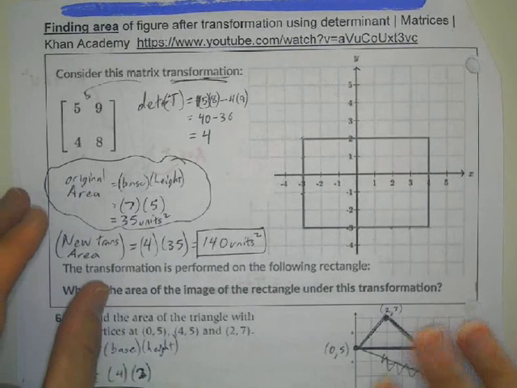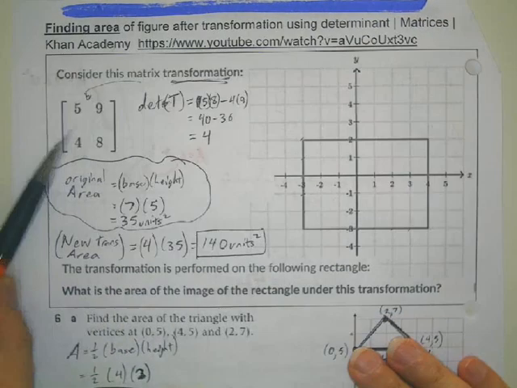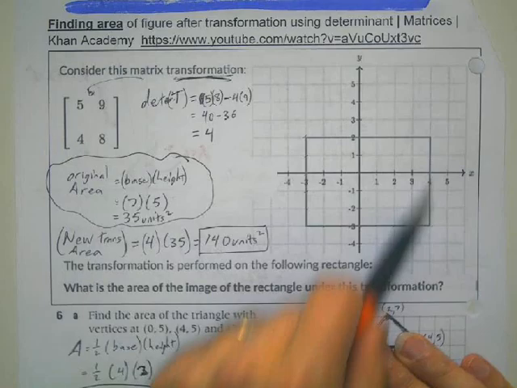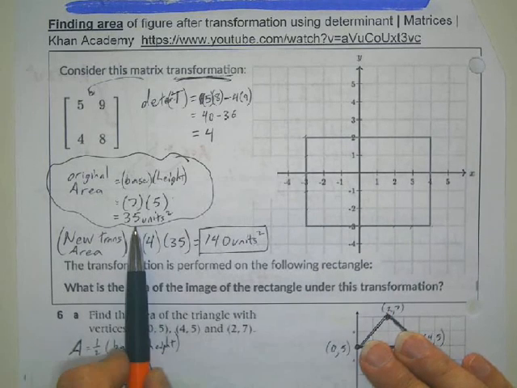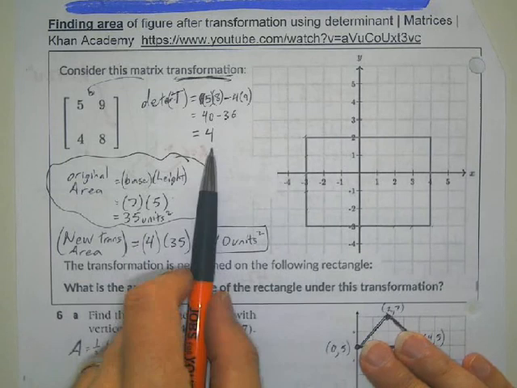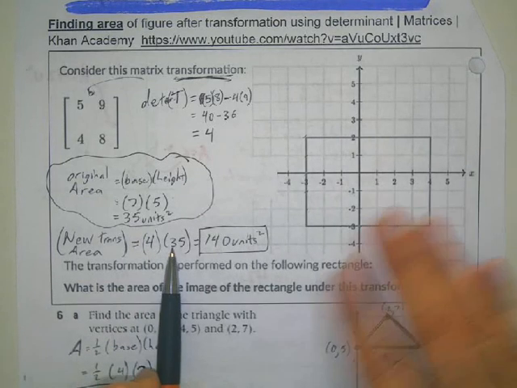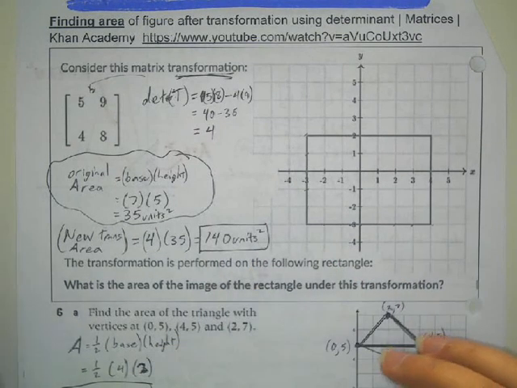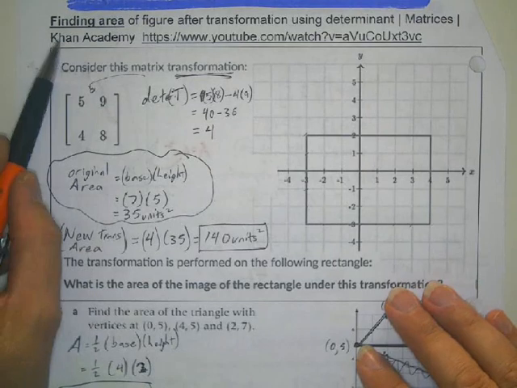Okay, now this one here is explained in Khan Academy, but I'll make this brief. If we take the determinant of this matrix, we end up with 4. The area of this original rectangle is 7 by 5, which gets me 35 units. So if we multiply our determinant times the original area, the new area of our bigger shape is going to be 140 units. You can watch the Khan Academy video if you want.